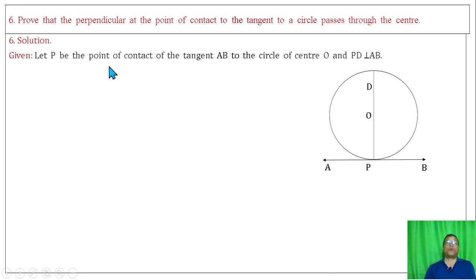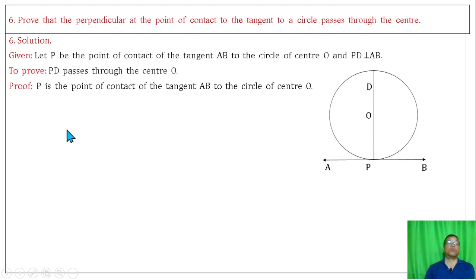Let P be the point of contact of the tangent AB to the circle of center O, and PD is perpendicular to AB. To prove PD passes through the center O. P is the point of contact of the tangent AB and the circle of center O. So OP is perpendicular to AB. This implies angle OPB is 90 degree.